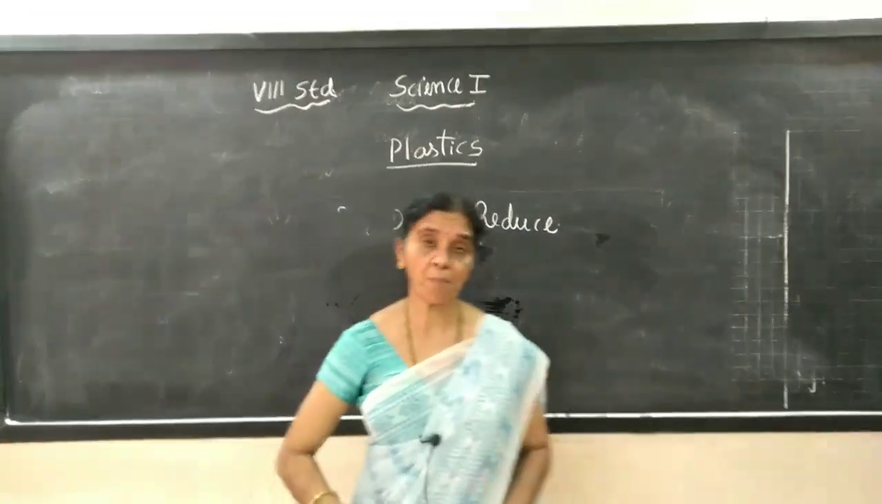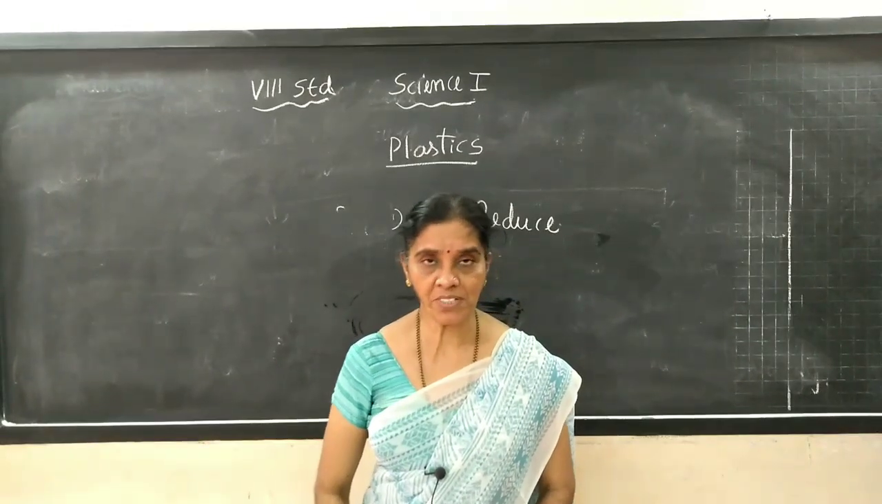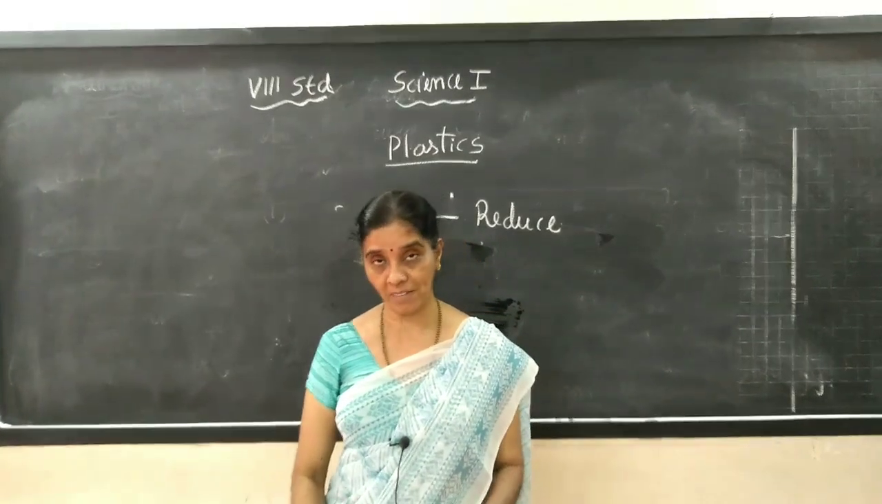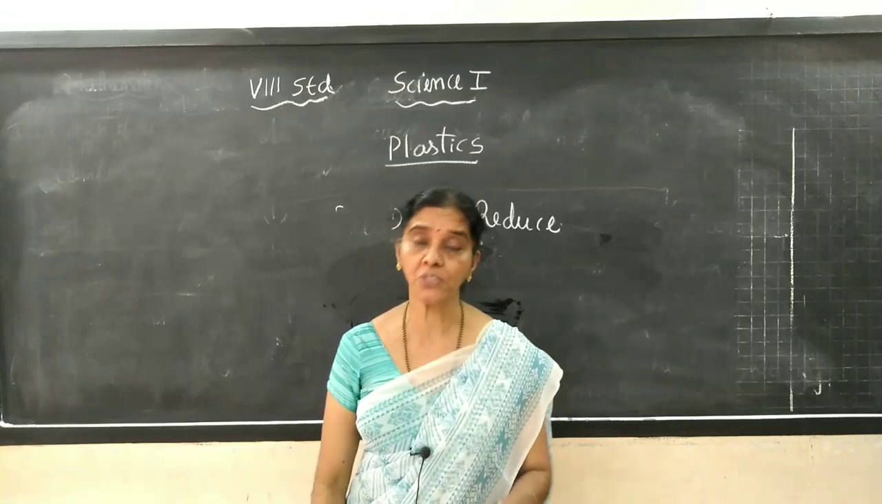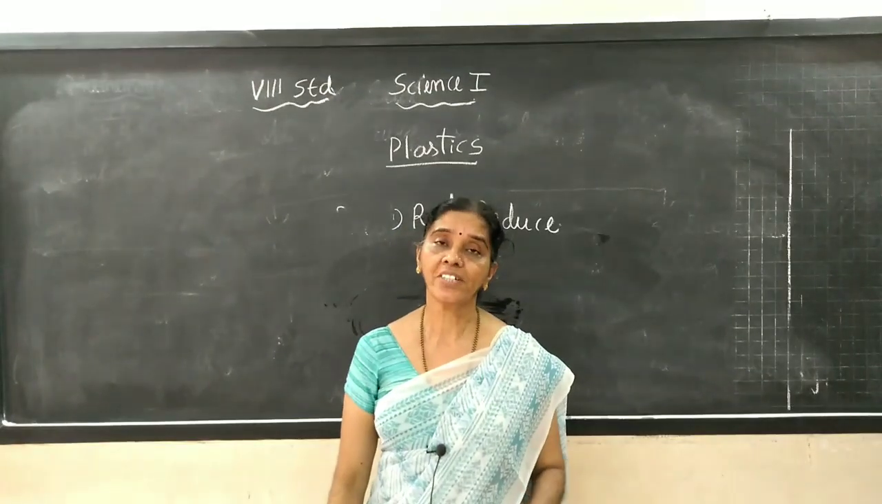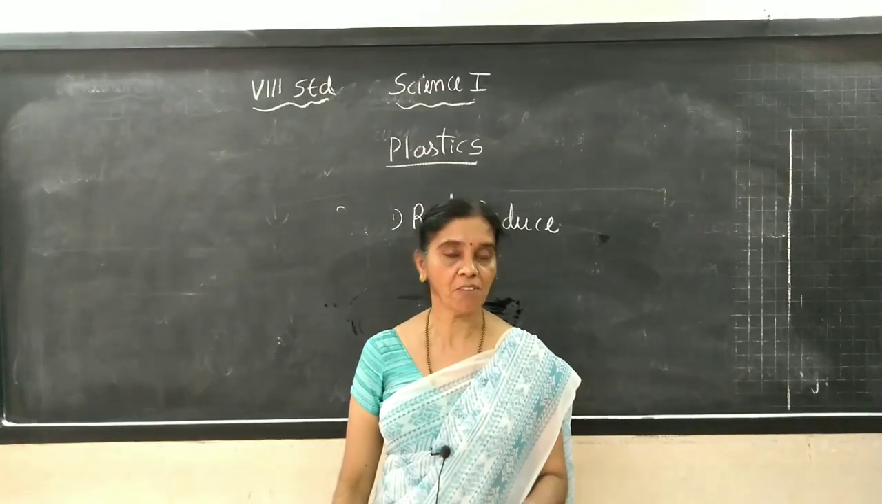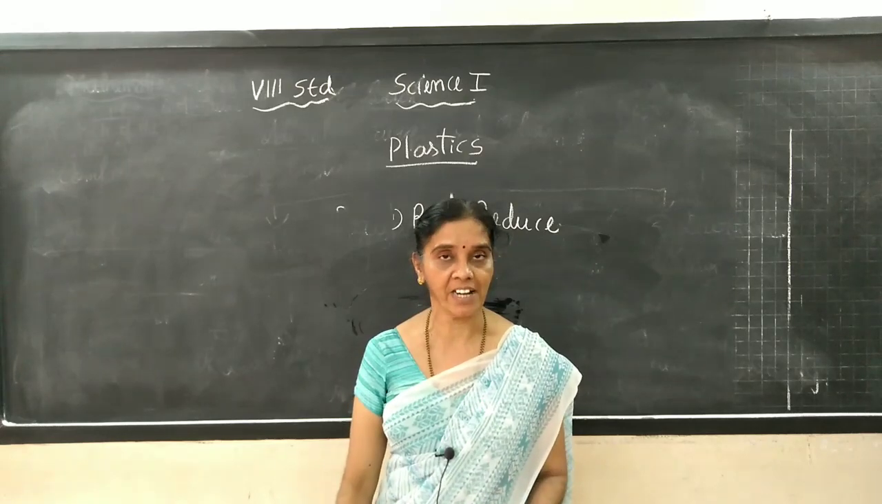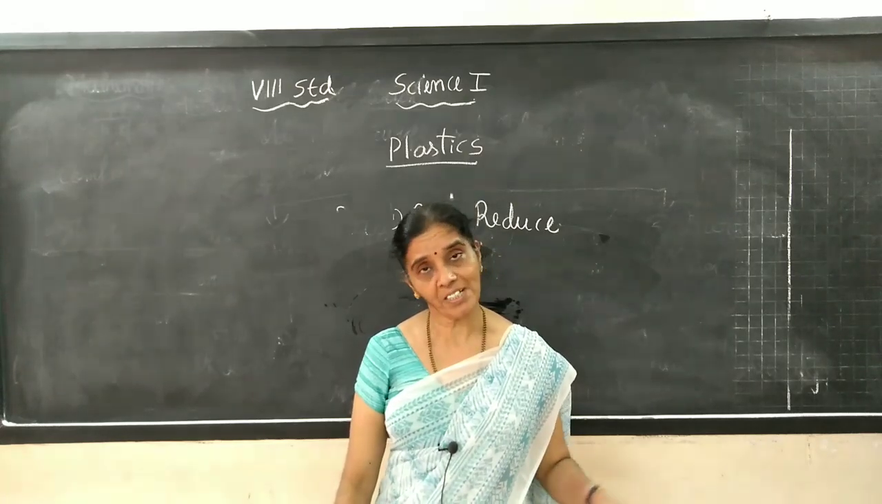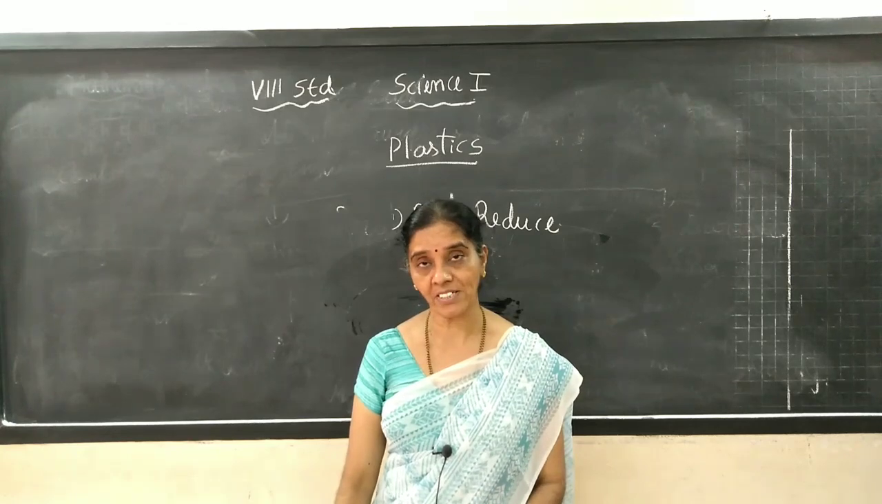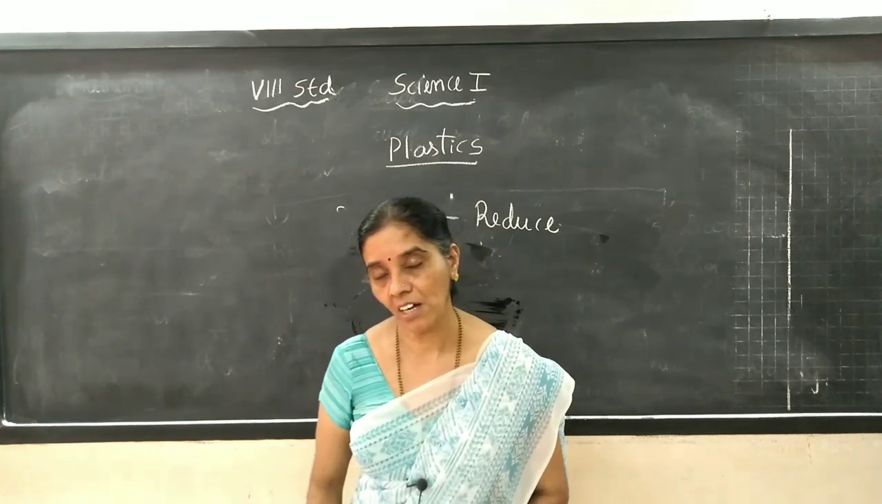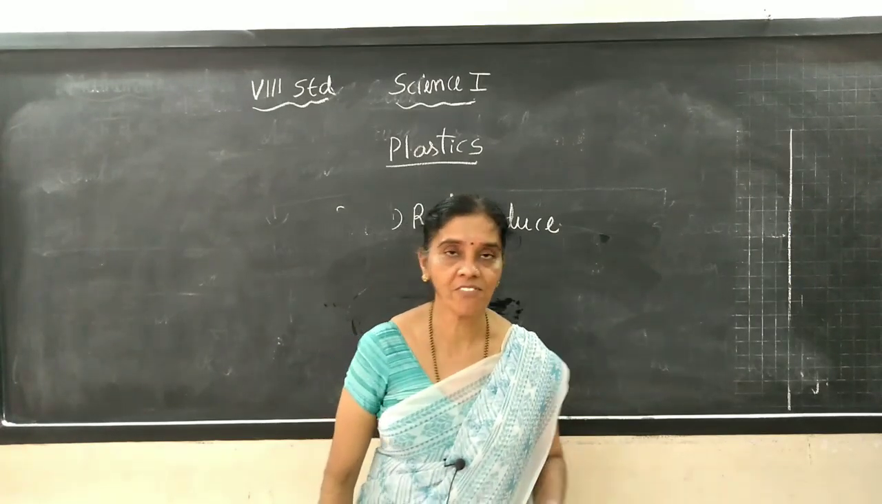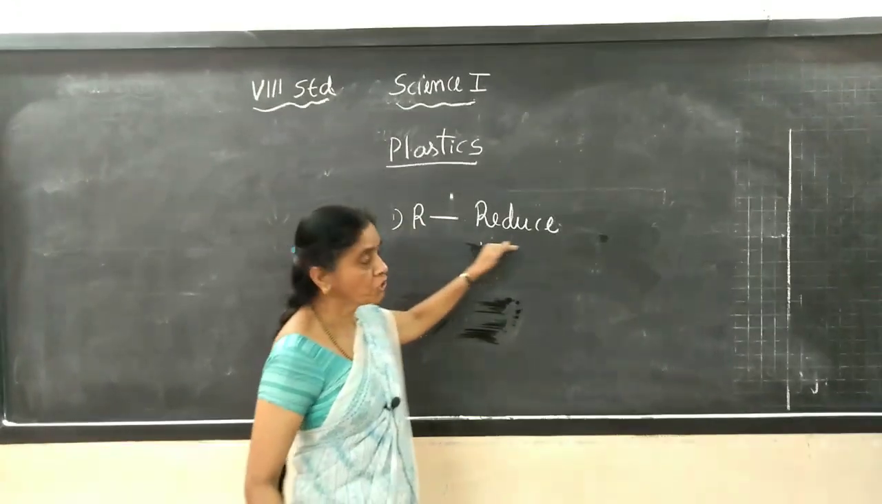Reduce the use of plastic. Whenever possible, if it is possible to use other materials instead of plastic, you can use that. Like if you go to market, instead of using a polythene bag, you may use bags made from cotton or jute. That is one way. So you can reduce the use of plastic.